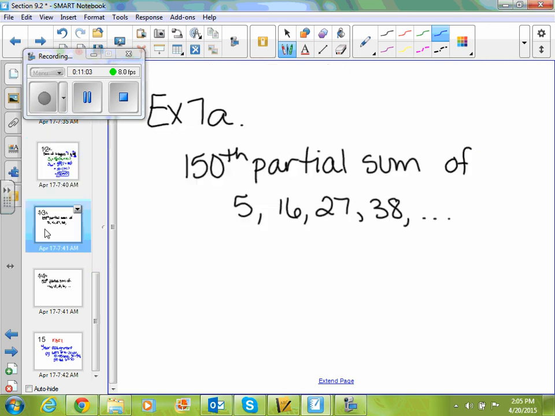We're also going to look at some partial sums, where we're given a sequence that never ends, and we're asked to find the partial sum up to a certain number. And so if I'm asked to find the 150th partial sum, my n is going to be 150, because that's the sum I'm trying to find, of this sequence 5, 16, 27, 38. I also know my a sub 1, because that's my first term. What I don't know, somewhere out here, is my a sub n, my 150th term. So that's what we're going to find first.